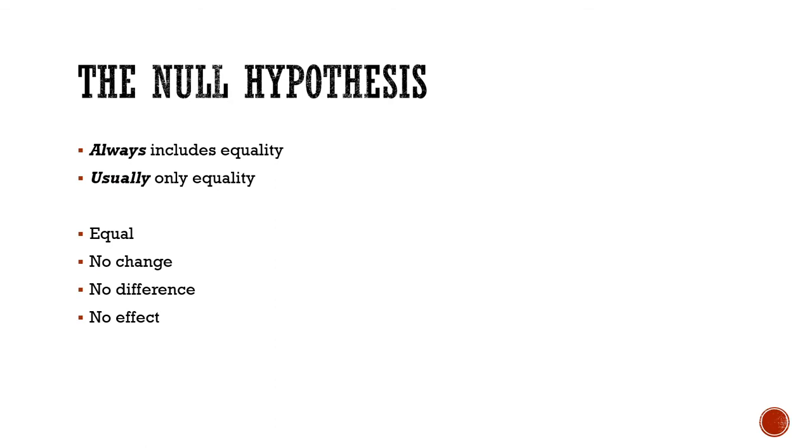So rule one of the null hypothesis is that it always includes equality, and that's usually only the equality. That means basically that in the null hypothesis, whatever you're measuring is equal, or there's no change, or there's no difference, or there's no effect. So if you have a difference, it's usually not the null hypothesis.